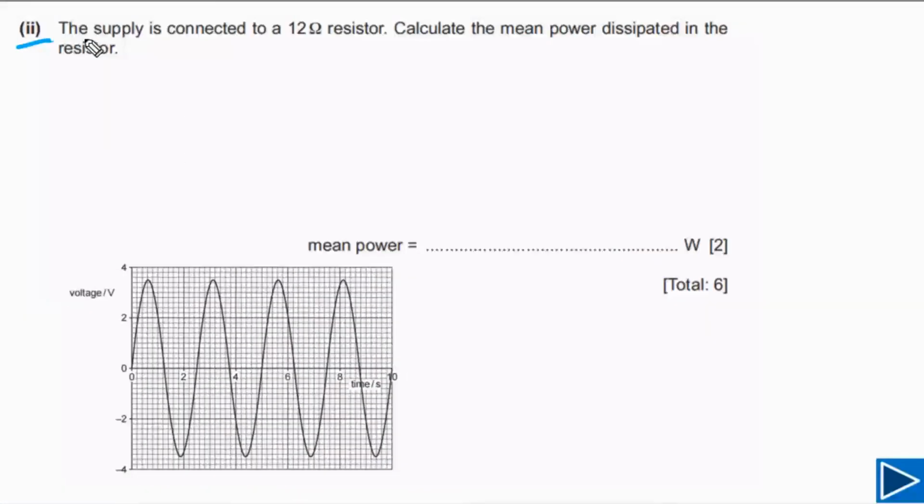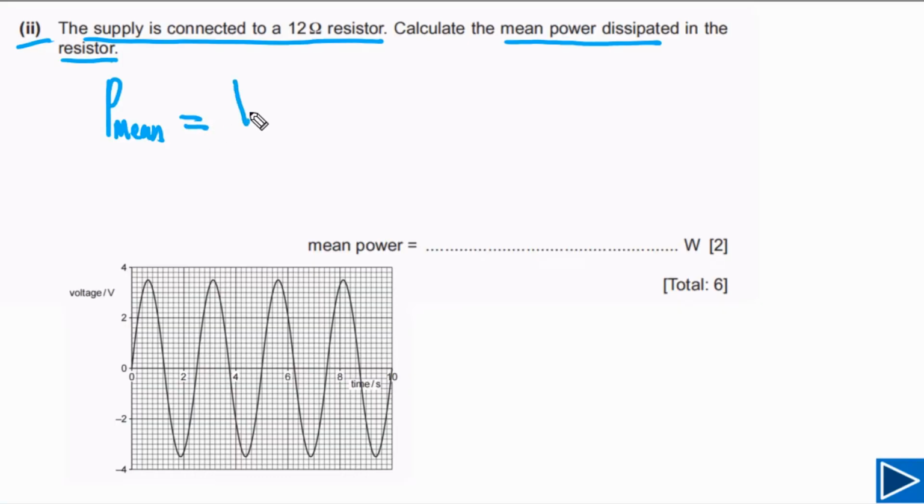For the second part, it is given that the power supply is connected to a 12 ohm resistor, and this is the output of the power supply. The question is asking us to calculate the mean power dissipated in the resistor. So simply we can say this is P mean. In order to calculate P mean, we have to use the RMS value of V, so we can say V RMS squared divided by R.